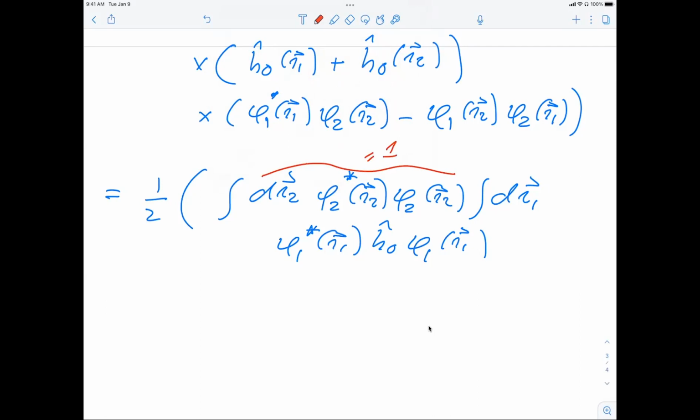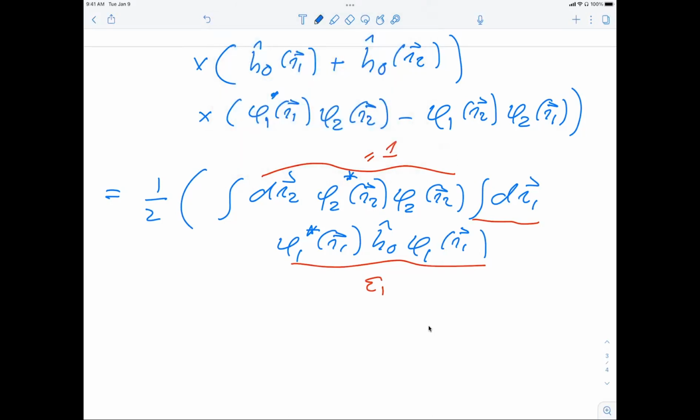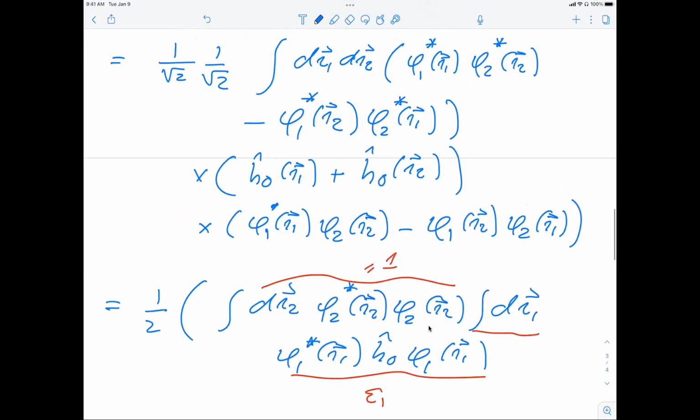If we look at the second integral, we have assumed that these are eigenstates of the operator H0. So what would the second integral give us here? Yeah, epsilon 1, exactly. So down here, this is actually going to give us just epsilon 1. So let's do the boring exercise and just go through some of the next terms, because you will quickly see the way things are going to evolve here.